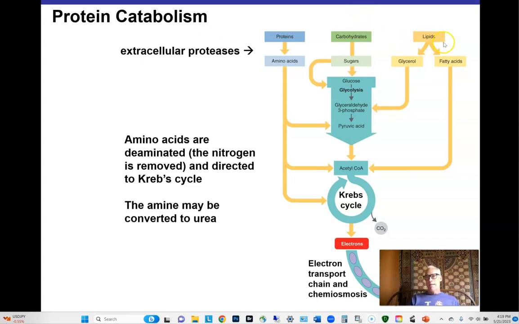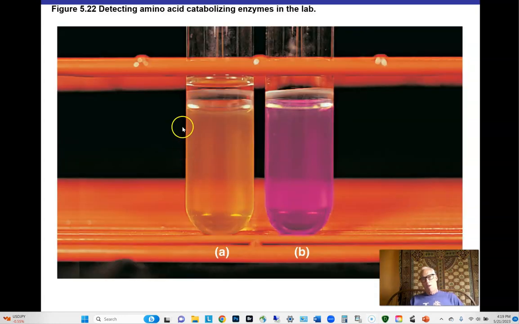So we have lipids coming in here as fatty acids being broken down to acetyl-CoA. We have glycerol coming into the glycolysis pathway, which can be produced into pyruvic acid and into energy production. Now we're adding proteins in there, broken down to amino acids, deaminated, and then entering into the pathways that way. Here's an experiment to demonstrate or distinguish between microorganisms that cannot or can utilize amino acids for energy.